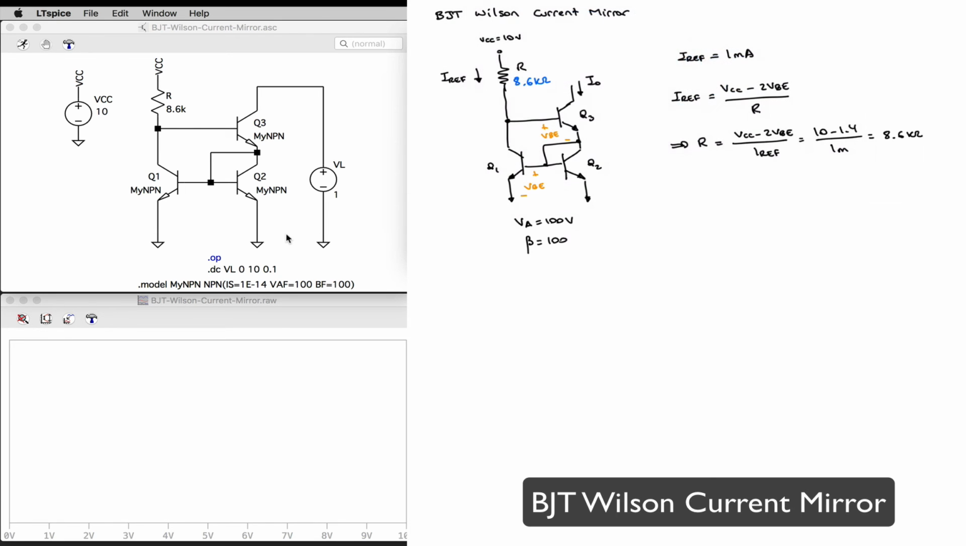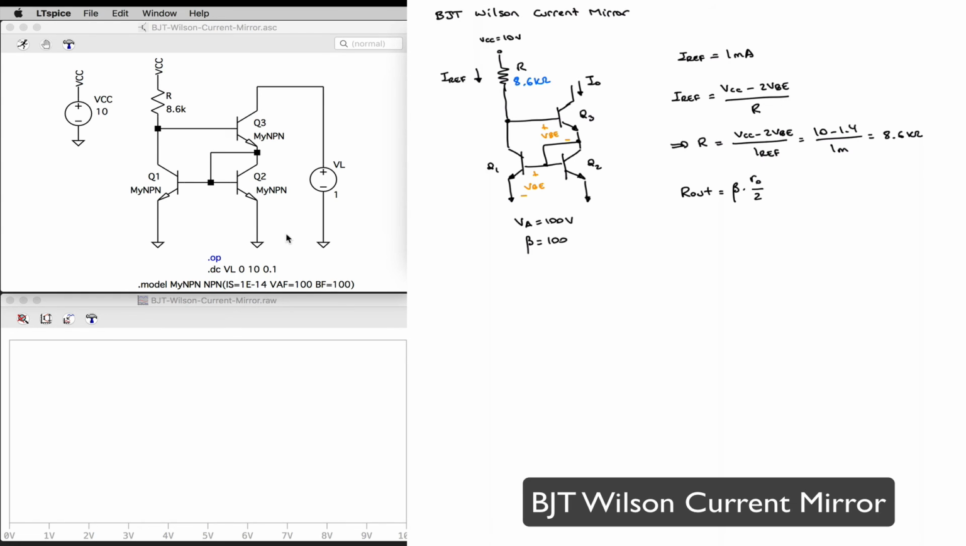My output resistance for the Wilson mirror, we had seen that it approximated beta times Rout over 2, obviously Rout for transistor Q2, even though they're all going to have a very similar Rout. Or actually, in this case, it will be for transistor Q3. But again, they're all going to have a very similar Rout, so I'm just going to express it as Rout.